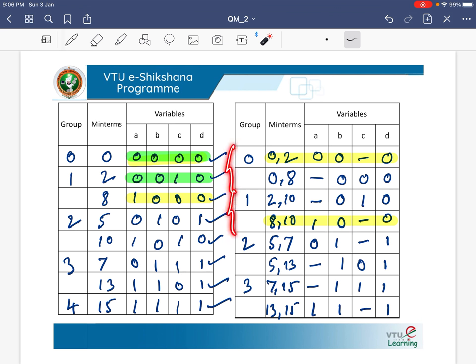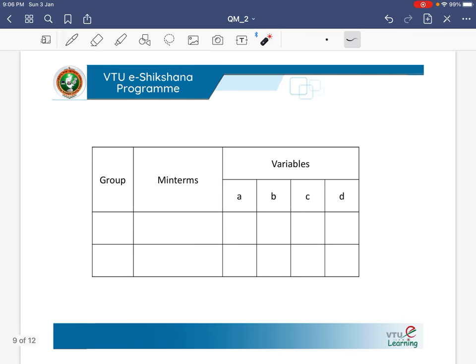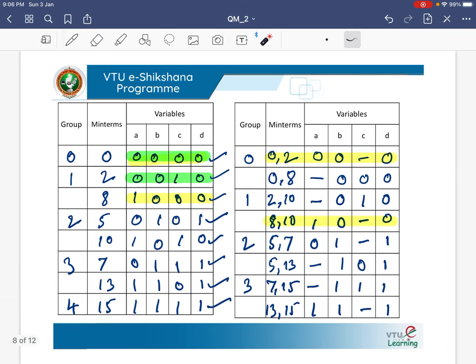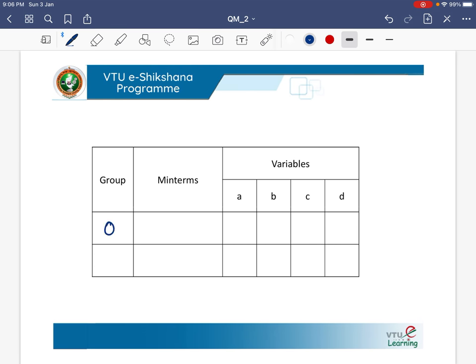So we have to compare 0 with 1, then 1 with 2, then 2 with 3. Follow the same process, go on comparing. The condition is that the dash has to be in the same position when we compare the adjacent groups, and there has to be a single position change. When we compare that, we get the groups as 0, 2, 8, 10 as the first group. When we combine, you have to remember that those are to be tick marked.